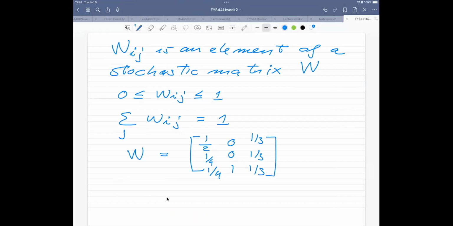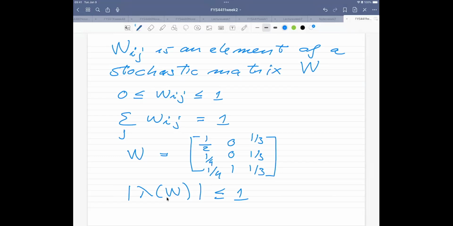Probably when you took a course in linear algebra, they talked about stochastic matrices. There is another important property: the eigenvalues of this matrix W are less than or equal to 1. That's a very important aspect. You will see that if you diagonalize this one, it has the largest eigenvalue equal to 1, and that is the one which corresponds to the steady state of the system, the state to which the system evolves after some steps.